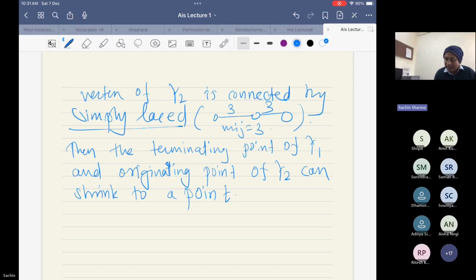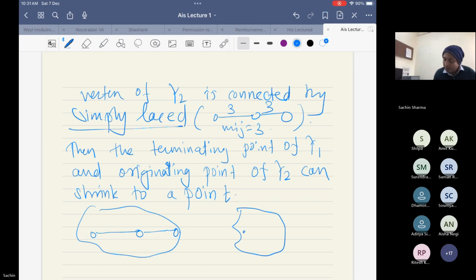Okay, so suppose this is your ambient space, and suppose this is your y1, and this is your y2. This is its starting point, this is its ending point. These 2 points are connected by a simply laced graph. This could be a 4, 6, or something else, but here it is 3 all the time.